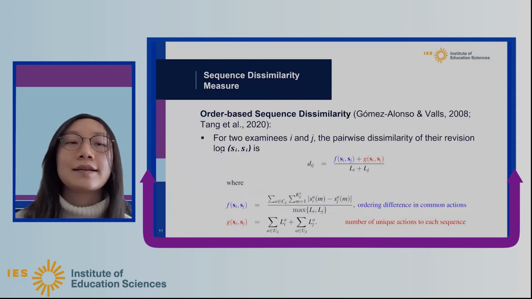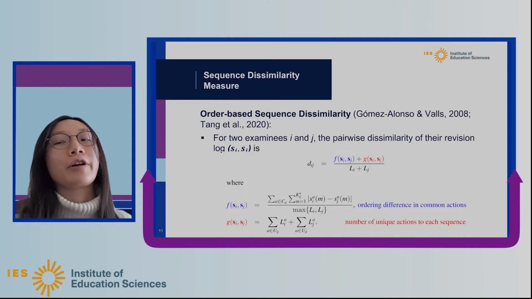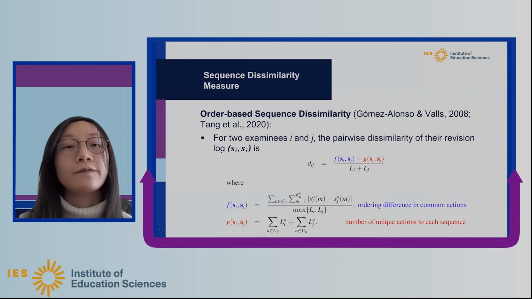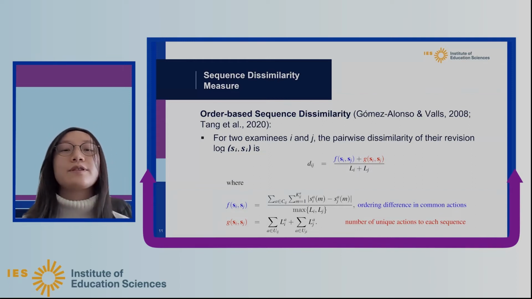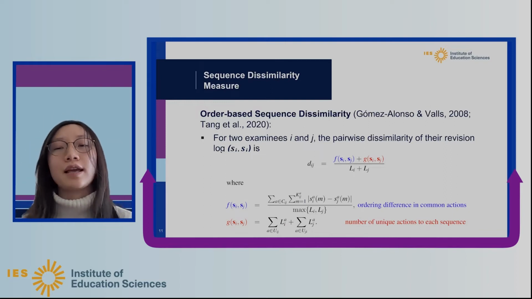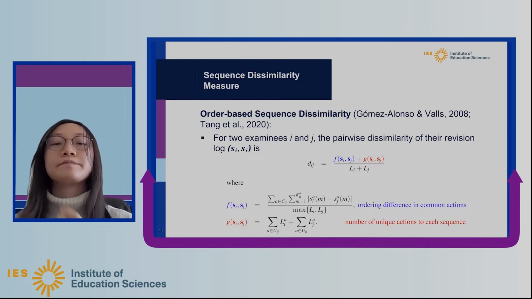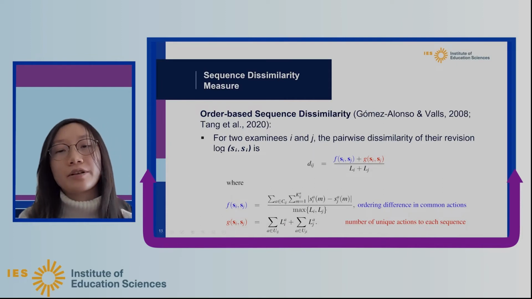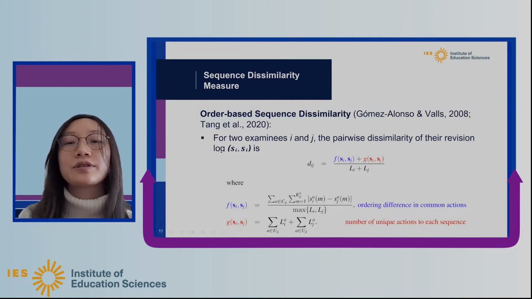We apply an index called order-based sequence dissimilarity. This has been used in previous studies to do multidimensional scaling for process data. Specifically, let's consider two examinees I and J who answer the same question. We can calculate some kind of difference or dissimilarity in their action sequences. Here's the formula for this order-based sequence dissimilarity measure. And essentially, it captures people's differences in two aspects.